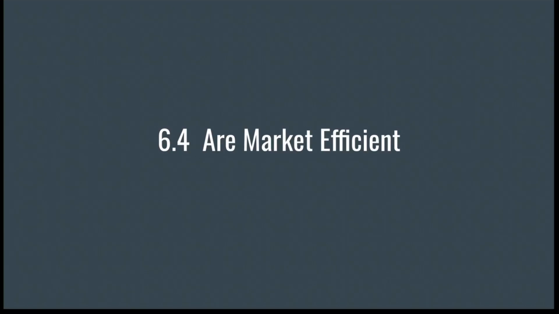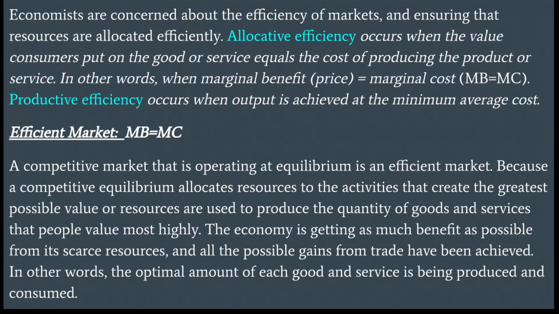6.4 Are markets efficient? Economists are concerned about efficiency of markets and ensuring that resources are allocated efficiently. Allocative efficiency occurs when the value consumers put on the good or service equals the cost of producing the product or service. In other words, when marginal benefit, that is, the price, equals marginal cost. Productive efficiency occurs when output is achieved at the minimum average cost. That means the output is produced at the least cost.